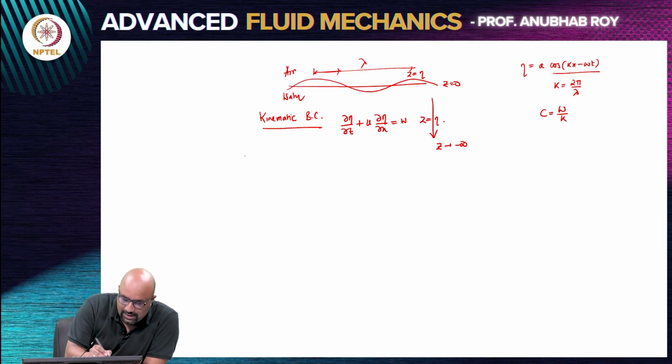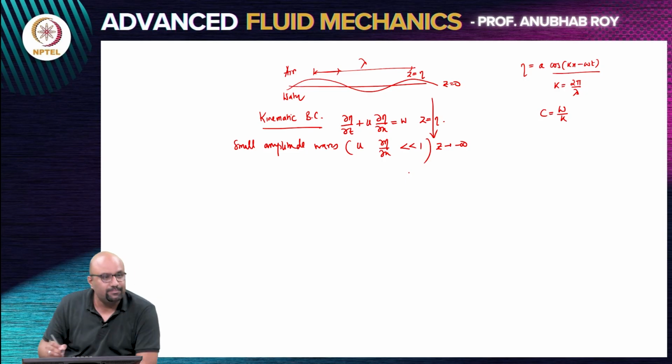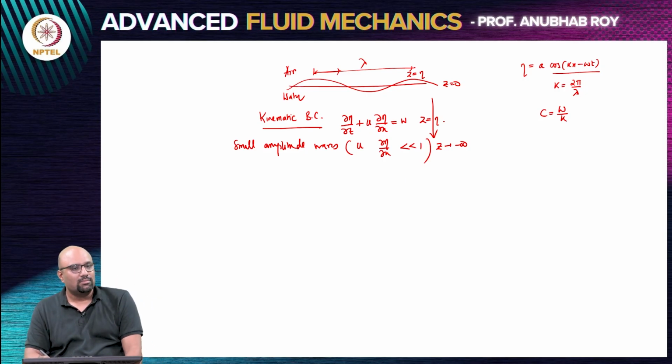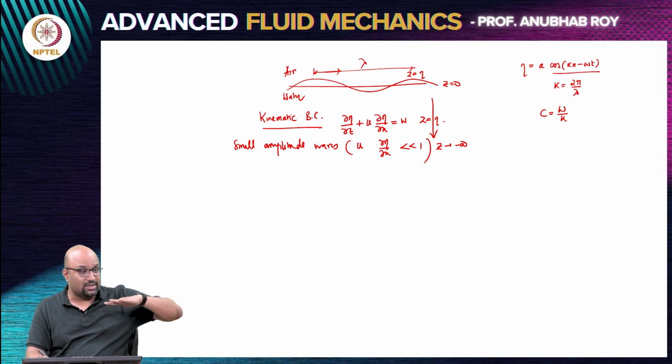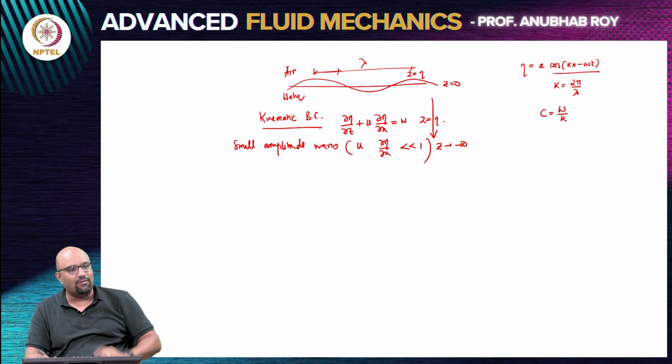Now I am interested in very small amplitude waves, which means quantities like u, dou eta dou x, all of these are very small. They are actually small quantities. So the initial state is when the interface is perfectly flat. z equals 0 is the unperturbed state. So in the unperturbed state, you have water which is still, and air is basically giving you a pressure boundary condition on the water surface, a glass of water.